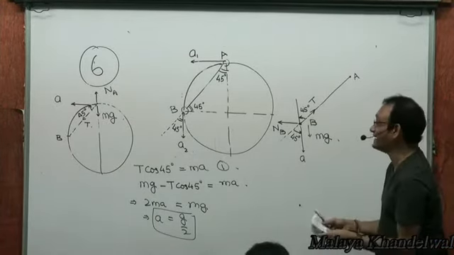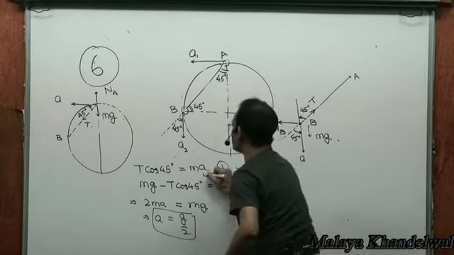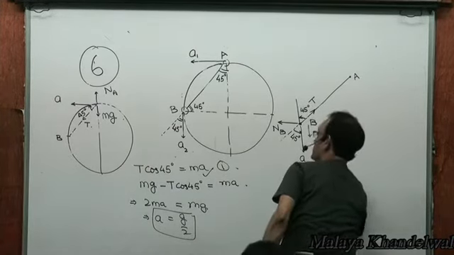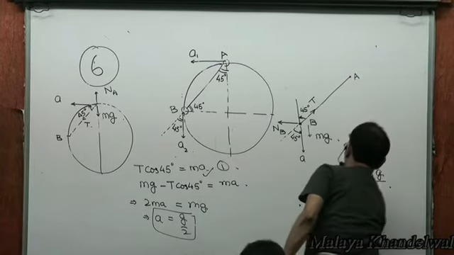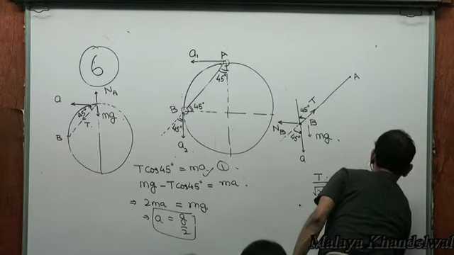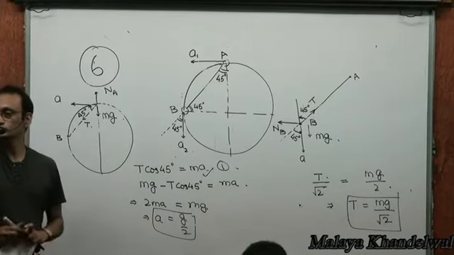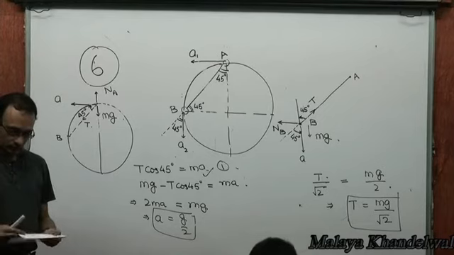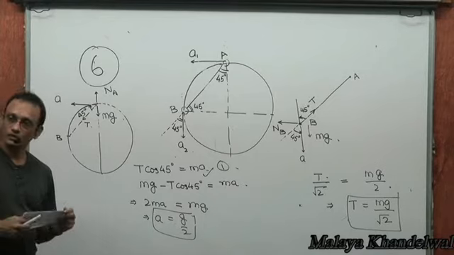Okay, but we need to calculate T. So if I know a, which is g by 2, then from this equation, T cos 45 degrees, T into 1 by root 2 must be m into a, which turns out to be g by 2, or T then turns out to be mg by root 2. The tension T which we are seeking turns out to be mg by root 2. Clear?